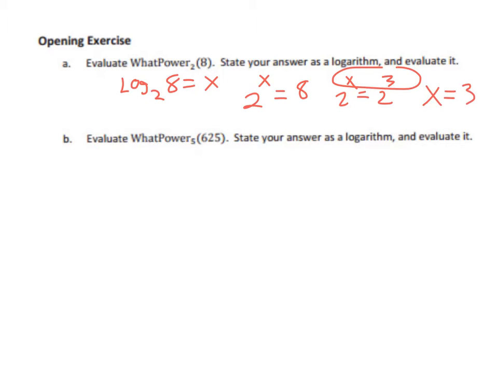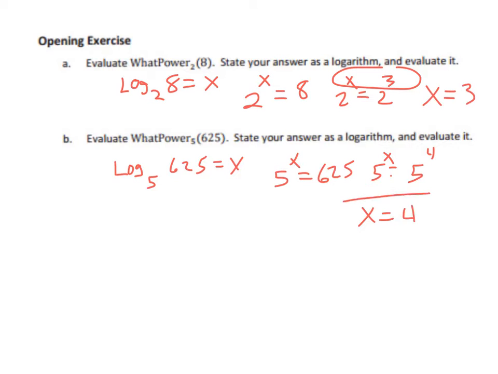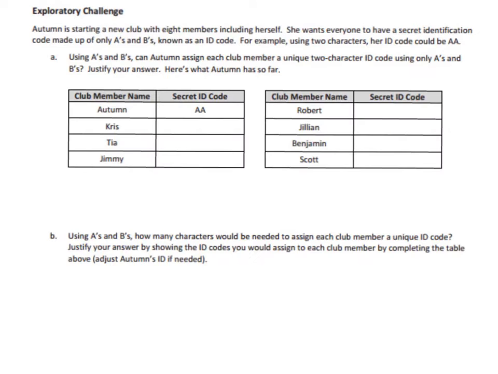If I go on to the same thing here in part B, you've got log base 5 of 625 equals what? It's your x. So 5 to the x power equals 625. So 5 to the x power equals, and we've done this one before, 5 to the 4th power. So my answer is 4. Just a little review of the last lesson. Okay, so now let's get into some logarithms.